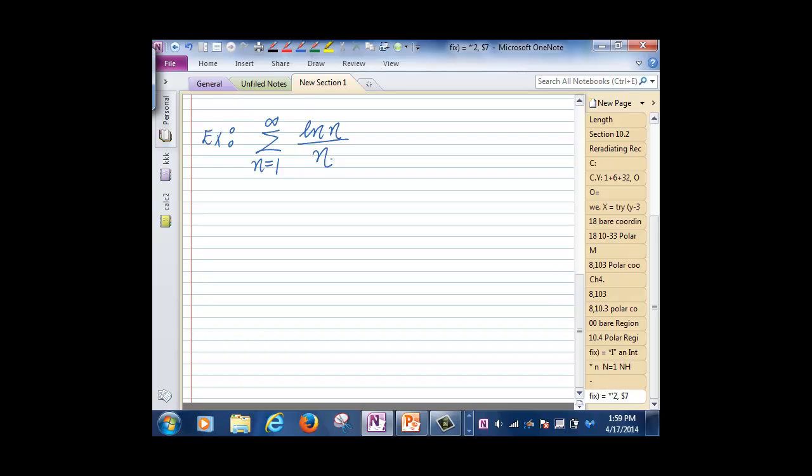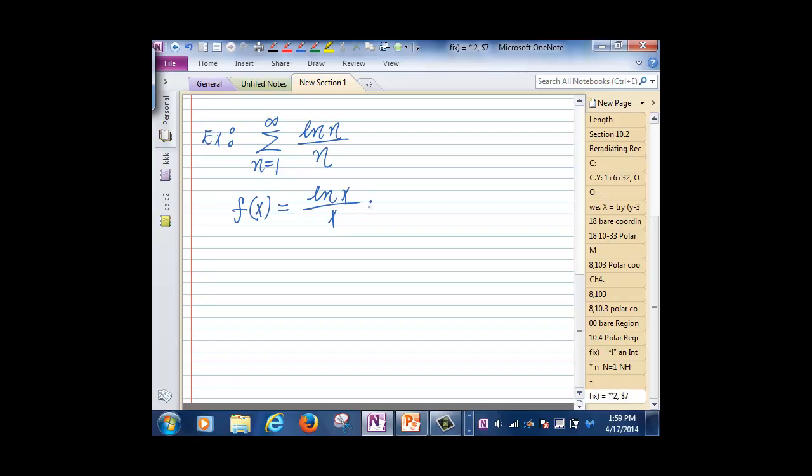In this case, if I want to apply the integral test, what function f should I be picking? What should be f of x? Well, it's just ln of x over x, right? Just replacing n by x, right? Now, before we apply the integral test, we have to make sure that f is a positive function, decreasing function, continuous function on an interval from a to infinity for some a. Okay? So how do we do that?